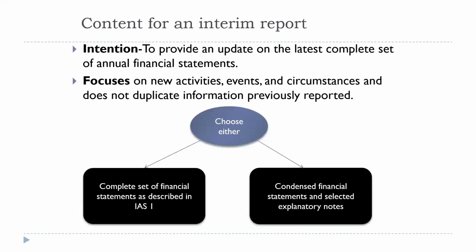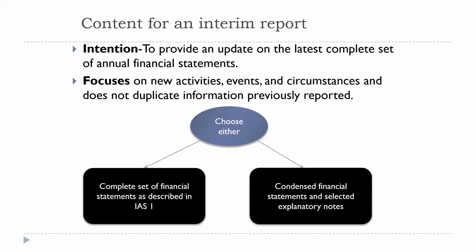The intention is to provide an update on what happened after the last balance sheet was published. It focuses on new activities, events or circumstances and does not duplicate information previously reported. So if you remember IAS 10, events after the reporting date, there were some events which were adjusting and some which are non-adjusting. Adjusting were already adjusted as part of the balance sheet which we published last year. Non-adjusting events are the new information which will be coming in these interim reports.